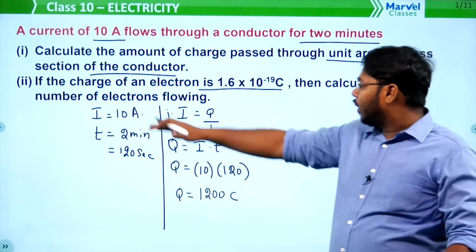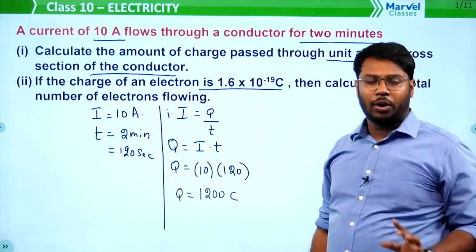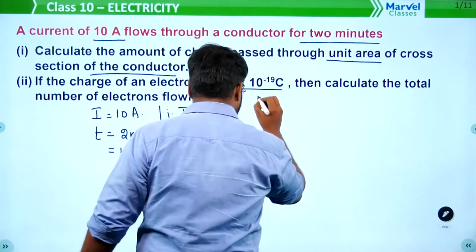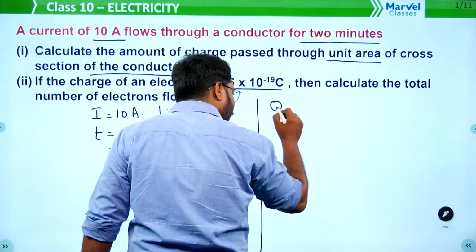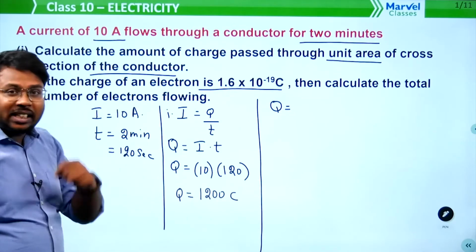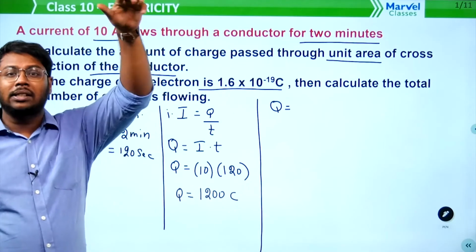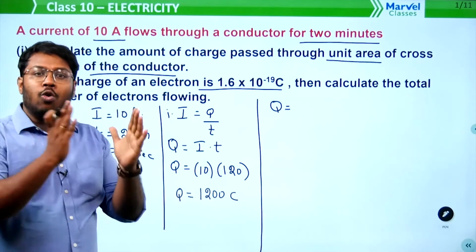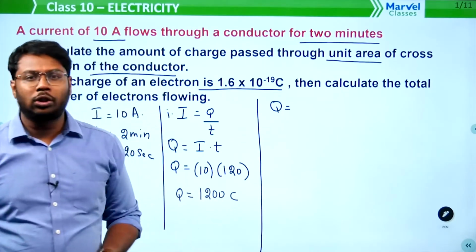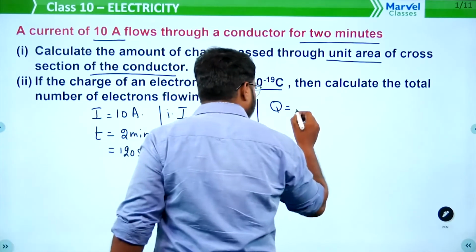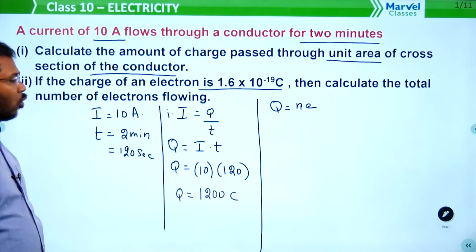Now, in the second case, we are looking to find the number of charges that are going to flow. How do we find the number of charges? It is again straightforward. Q is the total charge, and each individual charge has 1.6 into 10 power minus 19 coulombs. How many such charges should join together to give you this 1200 coulomb? The formula is Q is equal to N into E.